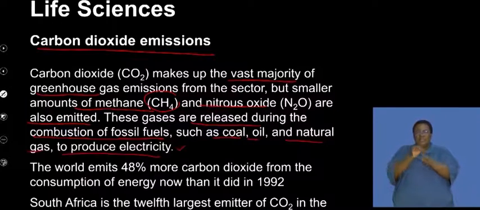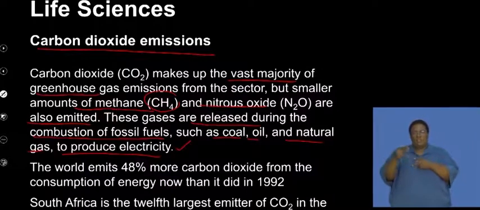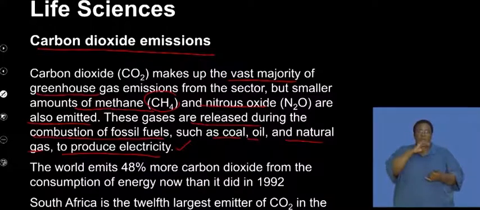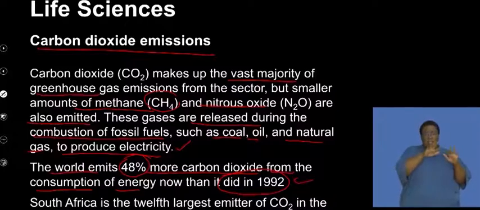We know that our electricity is driven by accessing energy stored in these fossil fuels, coal, oil, and natural gas. And that has an effect in the production of increased carbon dioxide emissions, as well as methane and nitrous oxide. The world emits 48% more carbon dioxide from the consumption of energy now than it did in 1992. So guys, that's not a long time ago. To think about almost a 50% increase since 1992 has a significant impact.